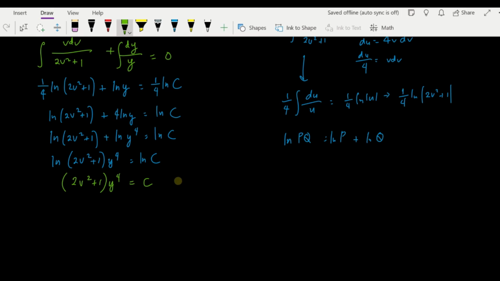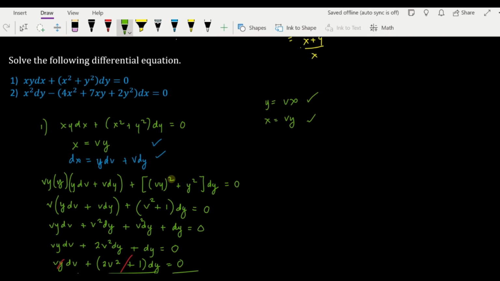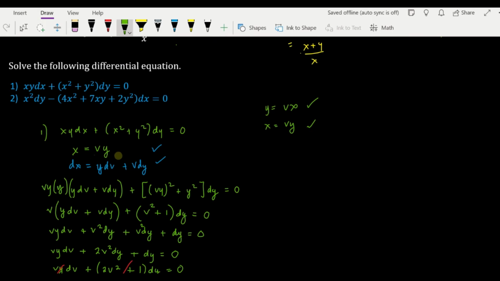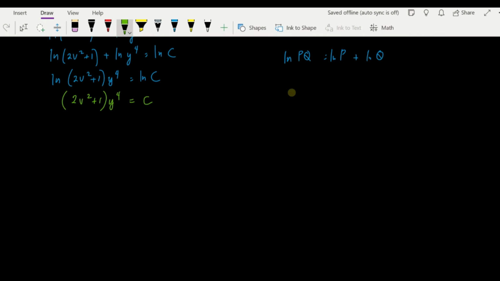Hindi pa. Kasi kung babalikan natin, ginamit natin yung x equals vy. Okay? So x equals vy. So ibabalik lang natin yung v dun sa original. So ano bang value ng v dito? V equals x over y. So i-substitute lang natin to dun sa value ng v dito sa nakuha natin.